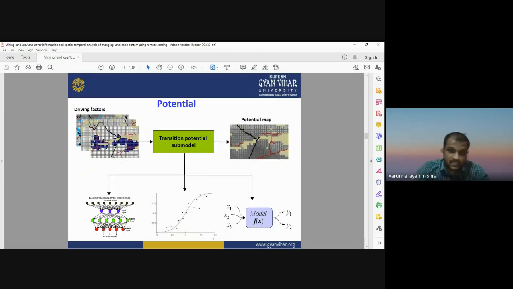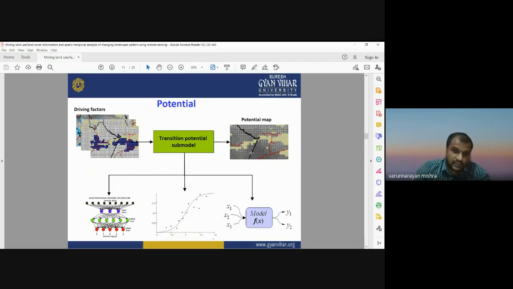So for getting the information about the location of the change, we may have different driving factors. Driving factors will tell you that at that location there is a change, and that is known as potential. So two terms are there, demand and potential. Demand provides us the amount of the change, potential provides us the information about the location of that change, where the change is going on.